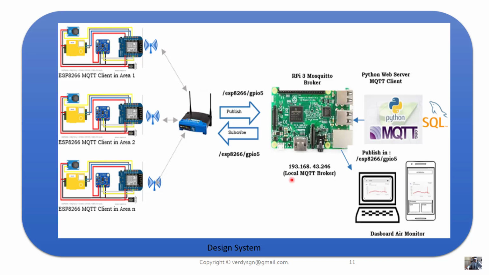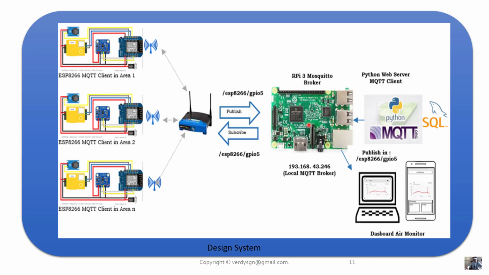We set the local MQTT broker as the IP address host, and the MQTT broker and access point communicate with the RPI monitoring server. You can choose publish and subscribe using the ESP8266 library to access the GPIO.